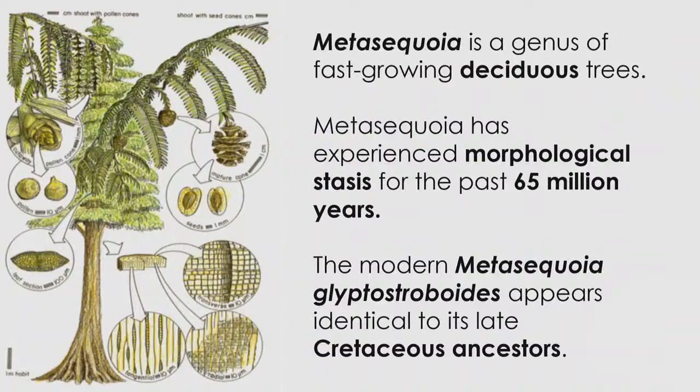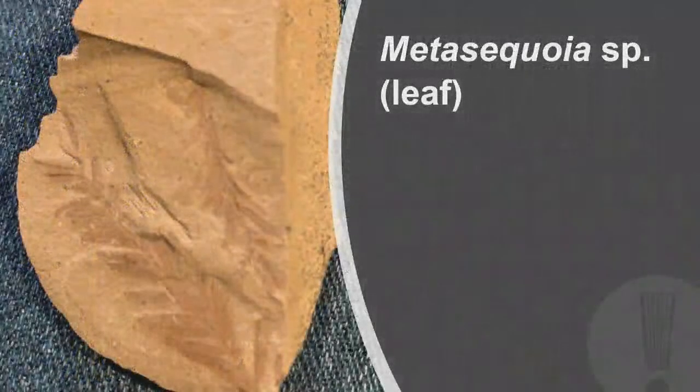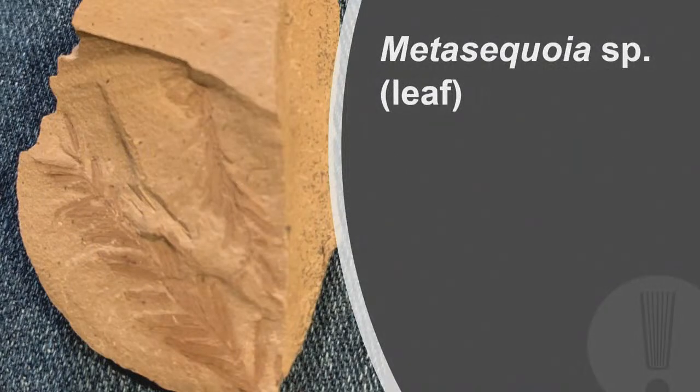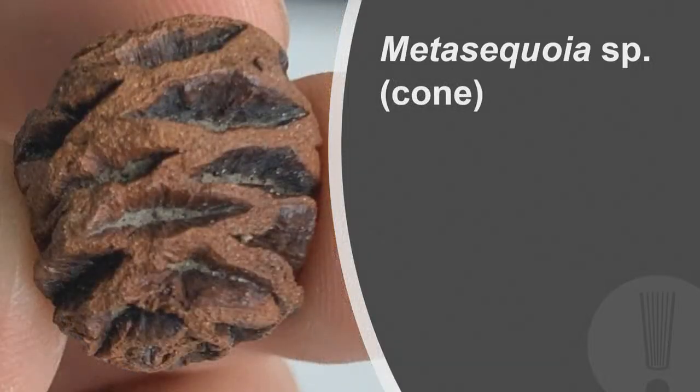Metasequoia is a genus of fast-growing deciduous trees that has experienced morphological stasis for the past 65 million years. So this is one that has been around a long time and has not changed very much. There's a modern species, Metasequoia glyptostroboides, that appears identical to its late Cretaceous ancestors. So here is a specimen of a fossil leaf of Metasequoia. And there are cones. Pretty cool. You can find these fossil cones. This came from, I believe, the Hell Creek Formation up in the northern United States.